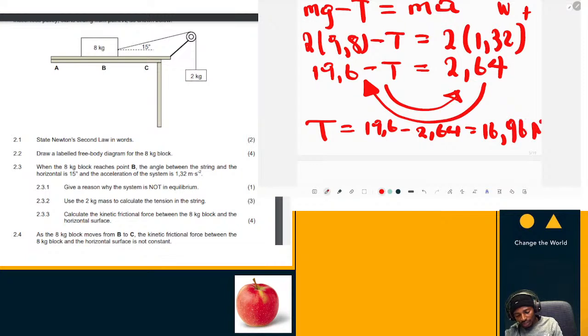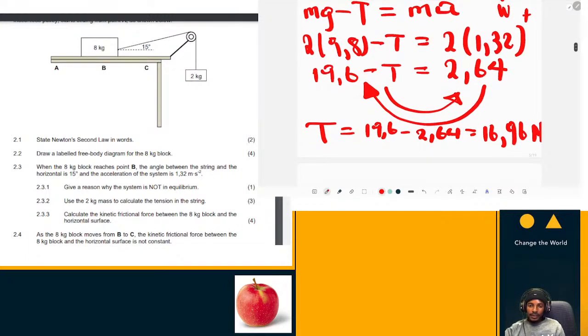16.96 newtons to the right, because this is the tension for the 2 kg block, and we know this tension will be the same as the tension on the 8 kg block, which is applied at 15 degrees with respect to the horizontal.